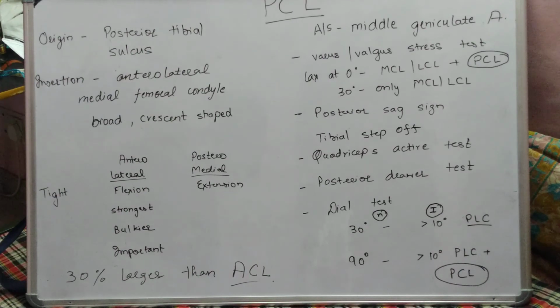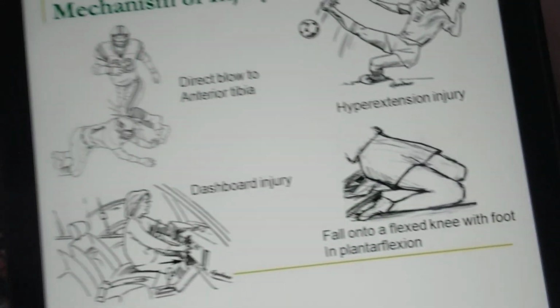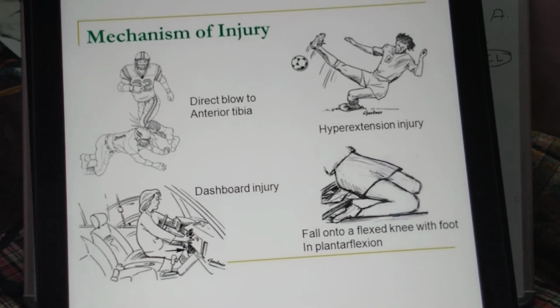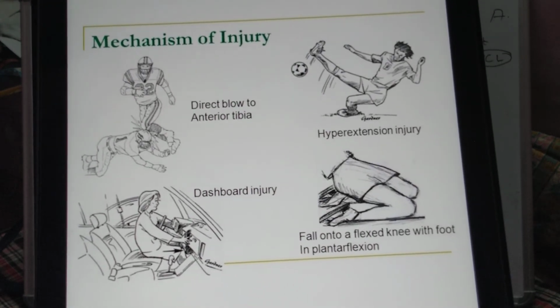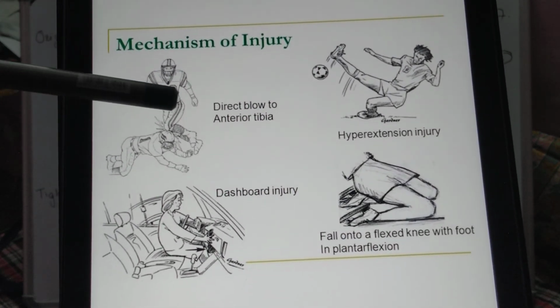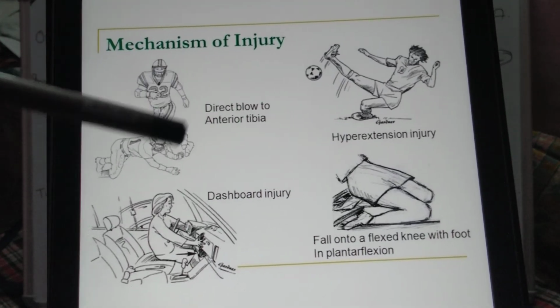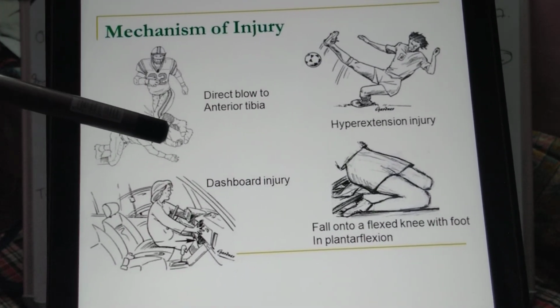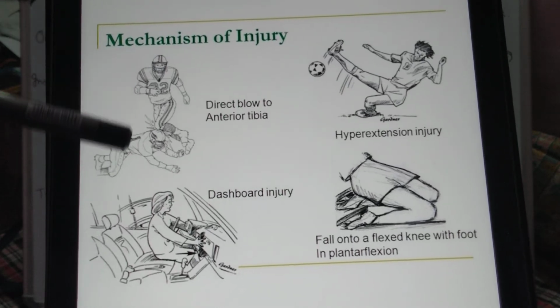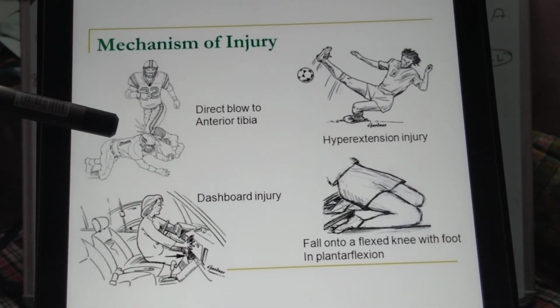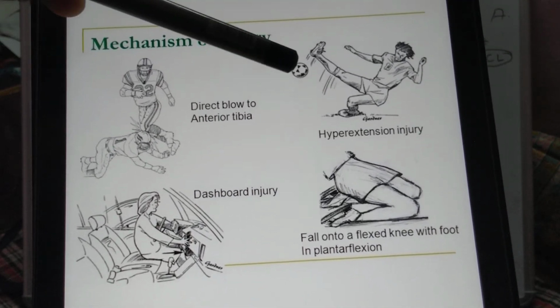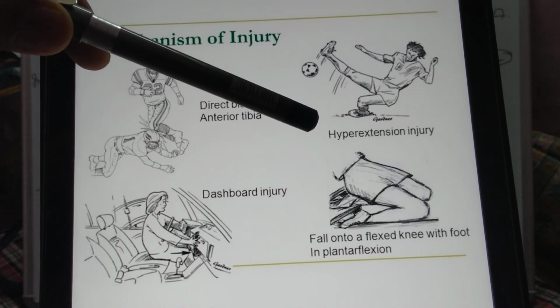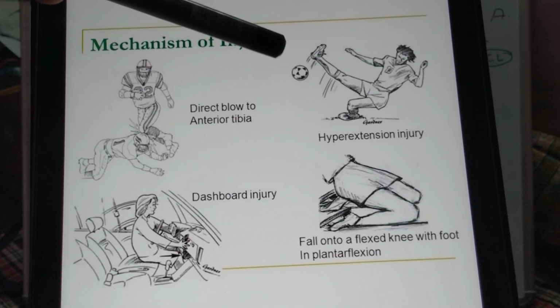Now coming to the mechanism of injury, how the PCL will get injured. We have four different mechanisms of injury which are very different from each other. Firstly, a direct blow to the anterior tibia. If there is a direct, posterior blow to the anterior tibia, then the posterior cruciate ligament can get injured. In cases of hyperextension injury, the PCL can get injured.